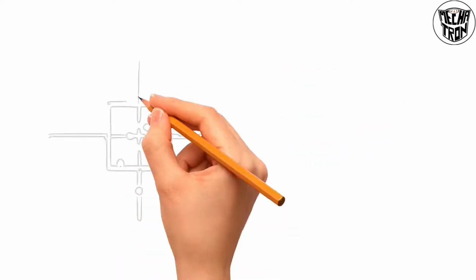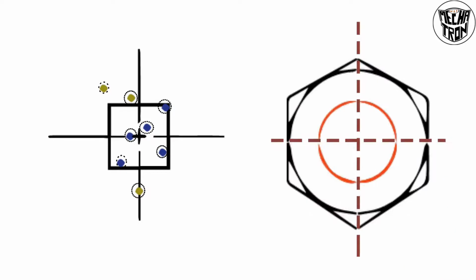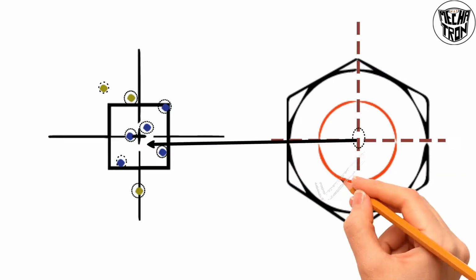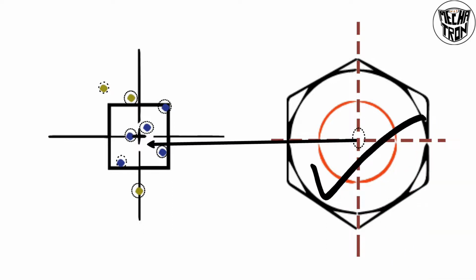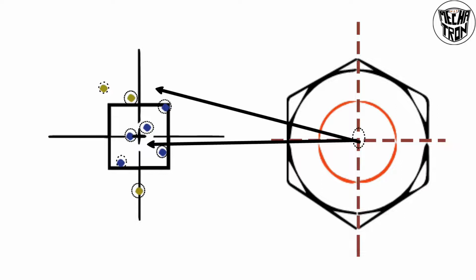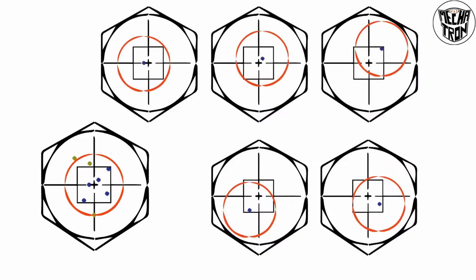Now we are going to see the process of selection and rejection. In the tolerance zone, the blue color represents the accepted nut and the red color represents the rejected nut. So you can see this figure. If these center points are located inside the tolerance zone, then these nuts are accepted. If the center points are located outside the tolerance zone, then these nuts are rejected.